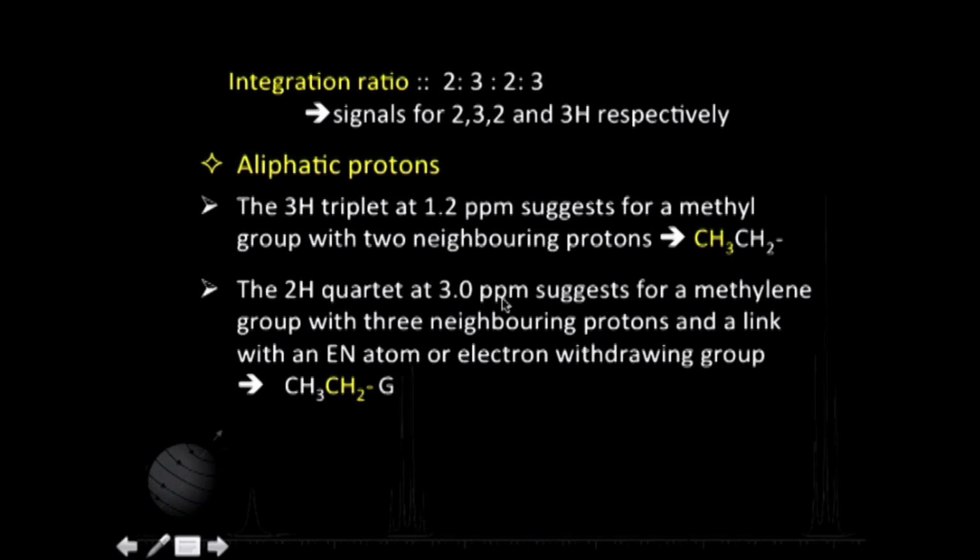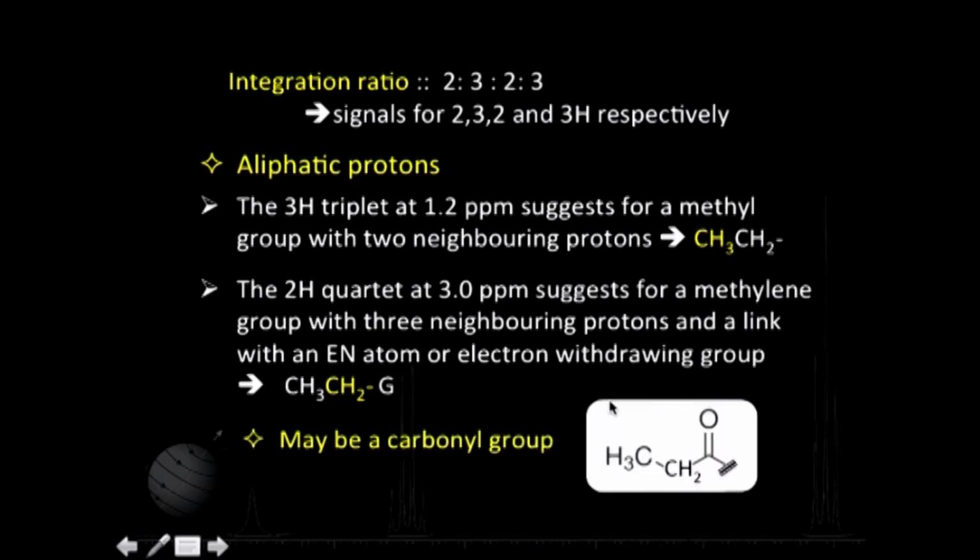This is again very interesting, because we got a 2 proton quartet, a methylene group with 3 neighbors, and the location is 3 ppm. So, that indicates that this methylene group with 3 neighboring protons is linked with some kind of electronegative atom or an electron withdrawing group there. That means, this is similar to what we had in the previous case. That is, this methylene group which is causing this signal at 3 ppm is linked with some group which is electron withdrawing or electronegative, and again we suspect it to be a carbonyl group there.